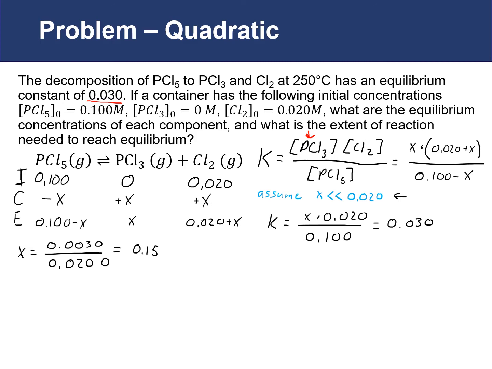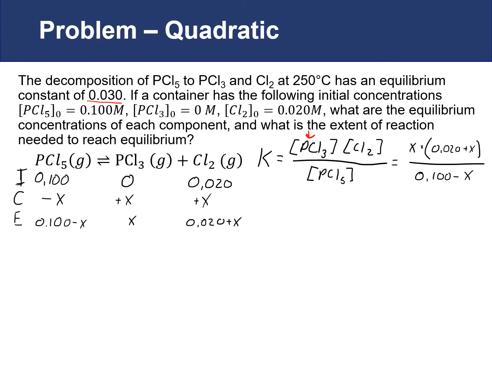valid assumption. Our value for x is actually bigger than the 0.02, and so the assumption does not work out. So we will need to solve this without assuming that x is insignificant. So I will now erase our work for trying the assumption rule for x.